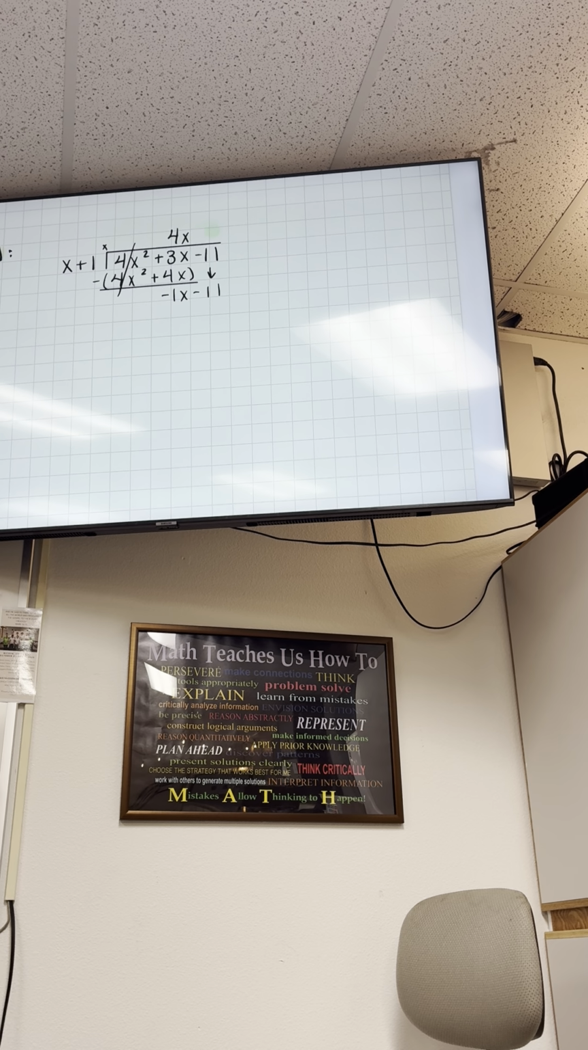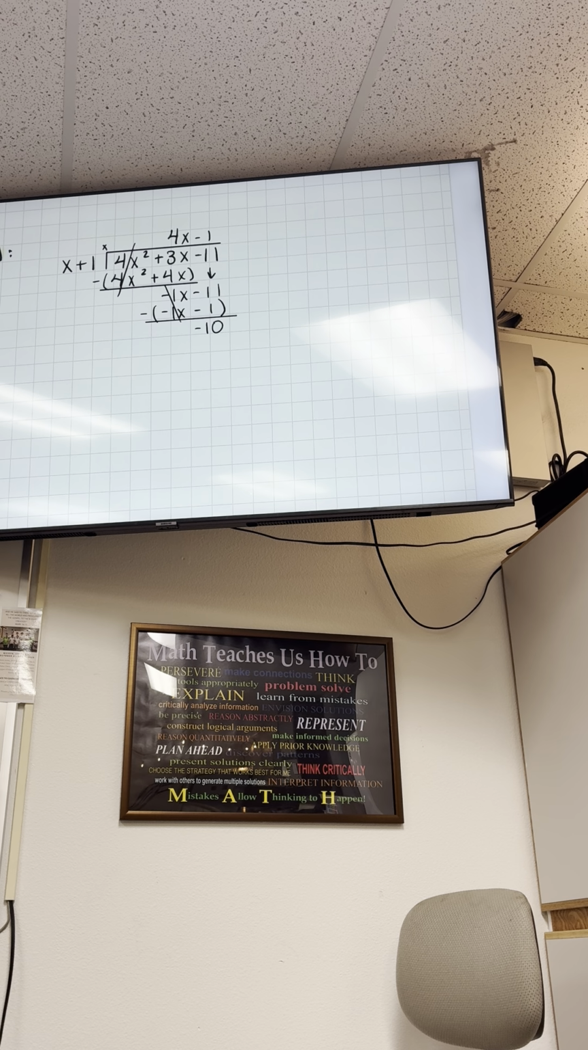What then needs to go here? So negative 1. Negative 1, so then you get a negative 1x again, and then negative 1 times negative 1 is a negative 1. Subtract, find the difference. This is where it can get tricky because you have a lot of different subtraction symbols going on, or negatives, but these cancel. Negative 11 minus a negative 1 is plus 1, so that's a negative 10, and that's your remainder.